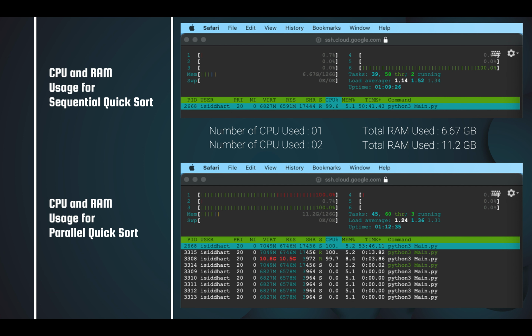Just like merge sort, it can be seen that sequential quicksort only utilizes one virtual CPU, whereas for parallel quicksort, multiple virtual CPUs have been utilized as the bigger task of sorting the entire data has been divided into smaller subtasks and distributed over multiple virtual CPUs. Even the RAM usage aligns with the findings from merge sort, as for parallel quicksort, it is higher than that of sequential quicksort because the program executes multiple sorting tasks in the same memory space.